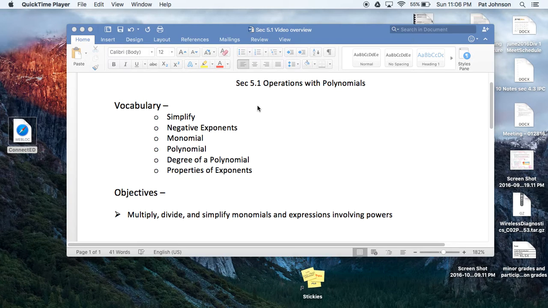This is section 5.1, part 1, operations with polynomials. Vocabulary in this section is that we're going to talk about simplify, negative exponents, monomial, polynomial, degree of a polynomial, and properties of exponents. Our objective in this part is to multiply, divide, and simplify monomials and expressions.